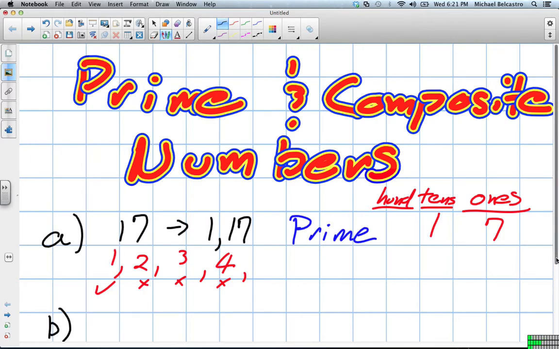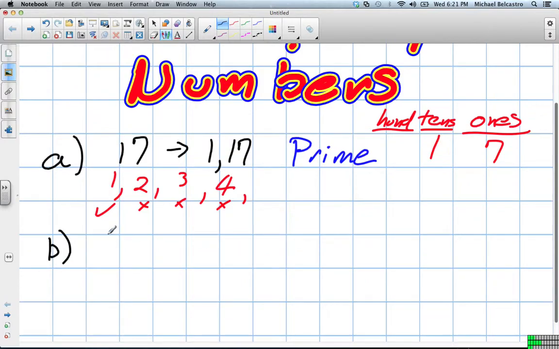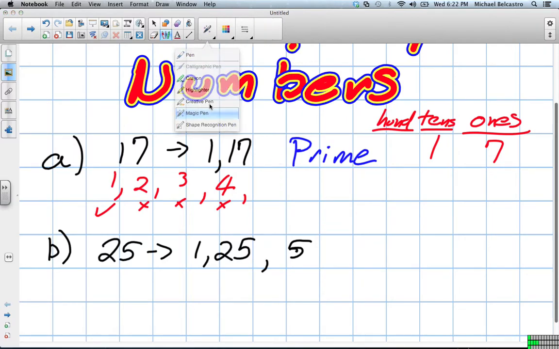What was the B number? 25. Okay. Very first set of factors: 1 and 25. Yeah, we set them up together. What's another set of factors? 5. Yeah, and 5 times 5. That works. We definitely know those. Let's quickly go through it.